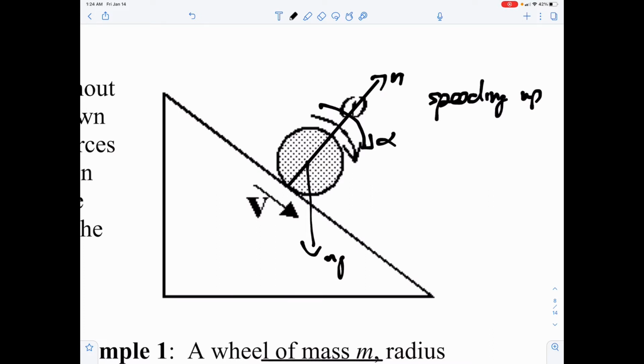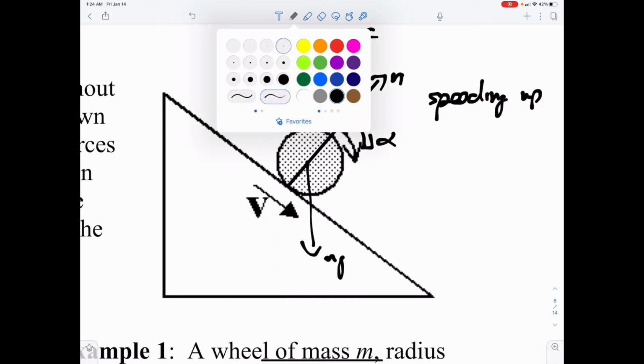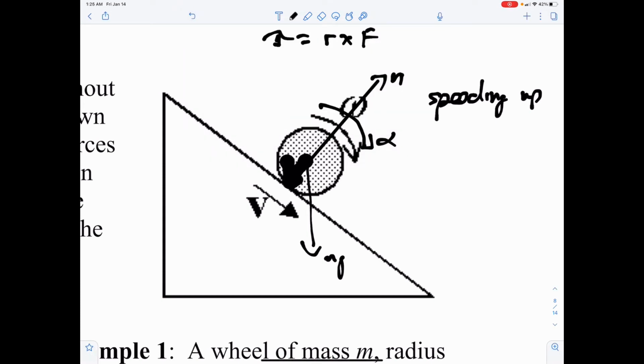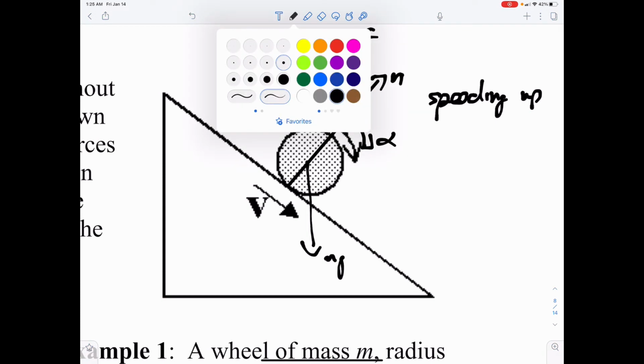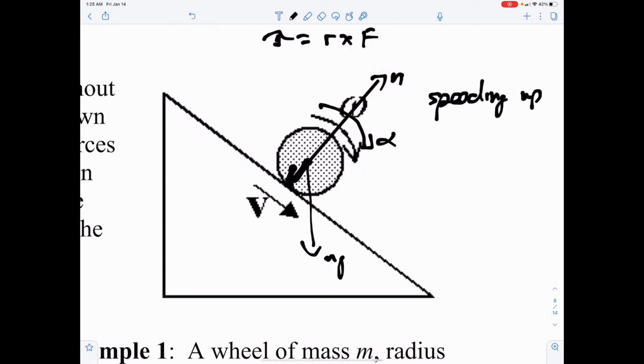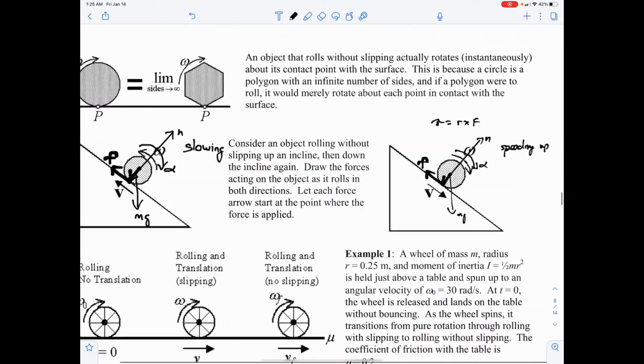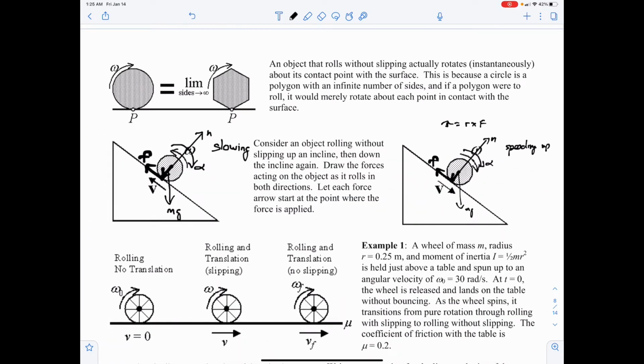Okay, so that means put your fingers in the clockwise direction. Your thumb goes into the page. Keep your thumb into the page for torque, and torque is equal to R cross F. So we're going to go R, your thumb's into the page, R cross F. And in both cases, friction is going up the plane.